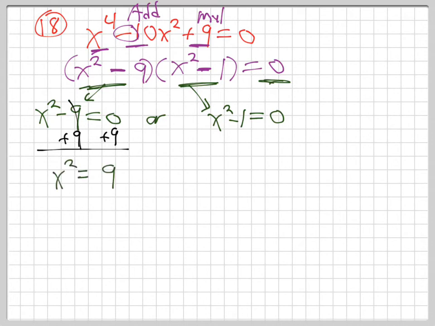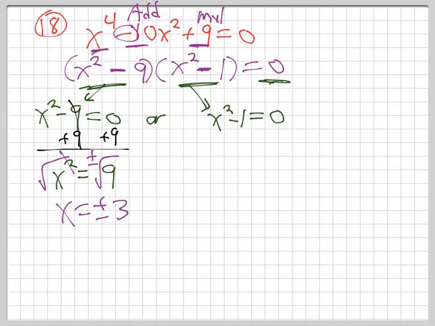And what do we do to turn that into regular x? What did we learn? When you put a roof on the house, you do plus and minus, up and down the ladder. When you put a root on both sides, you've got to go up and down the ladder. So x is plus or minus the root of 9, which is 3. So that's two answers.